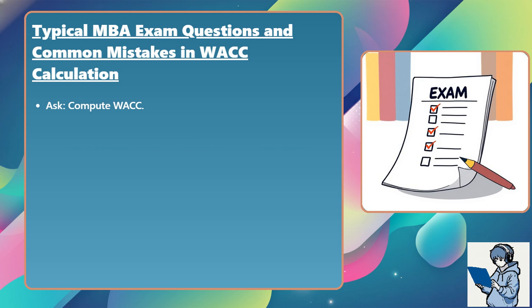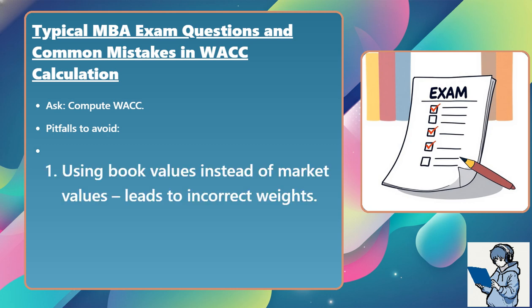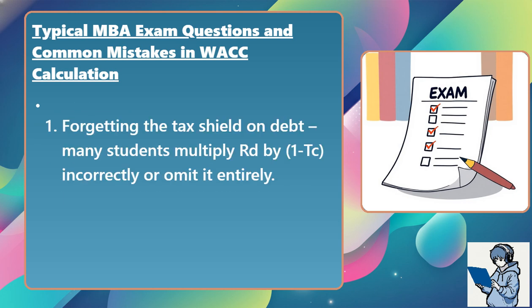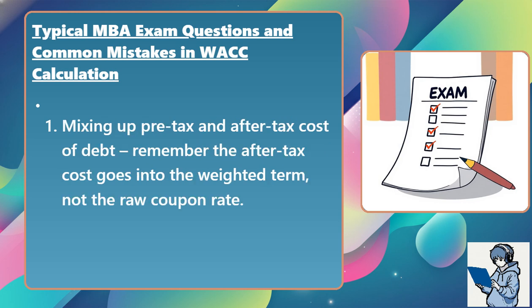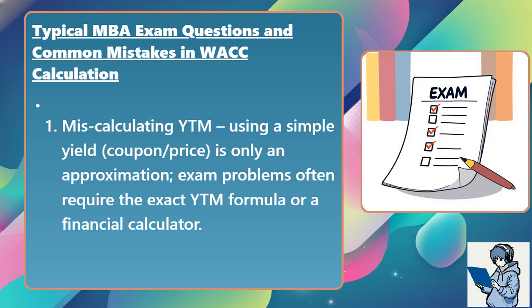Ask, compute WACC. Pitfalls to avoid. 1. Using book values instead of market values leads to incorrect weights. 2. Forgetting the tax shield on debt. Many students multiply RD by 1 minus TC incorrectly or omit it entirely. 3. Mixing up pre-tax and after-tax cost of debt. Remember, the after-tax cost goes into the weighted term, not the raw coupon rate. 4. Miscalculating YTM. Using a simple yield coupon over price is only an approximation. Exam problems often require the exact YTM formula or a financial calculator.